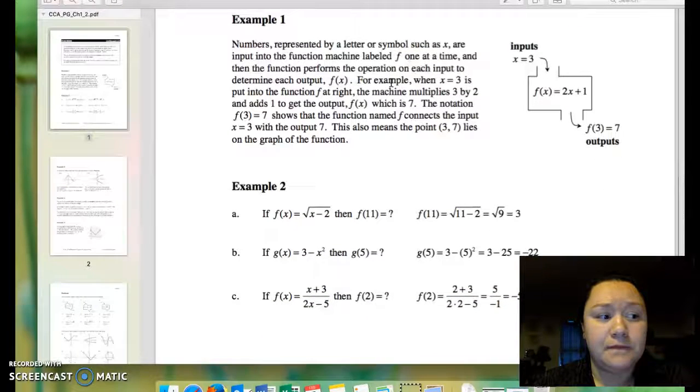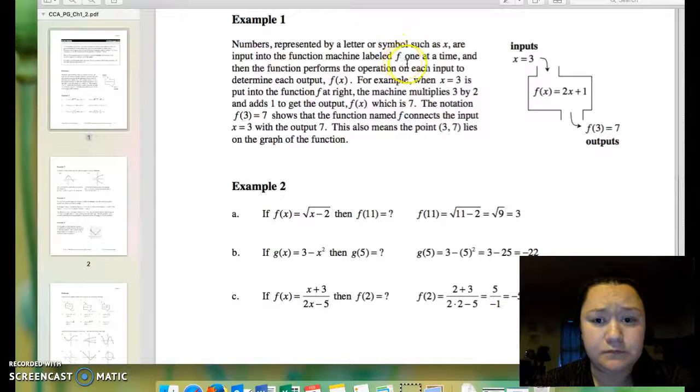Example 1. Numbers represented by a letter or symbol such as x are input into the function machine labeled f one at a time. Okay, so I know that numbers represented by a letter or symbol are actually called variables. And now I know that I can only insert one number at a time. And now this machine has a name. We're going to call it f.